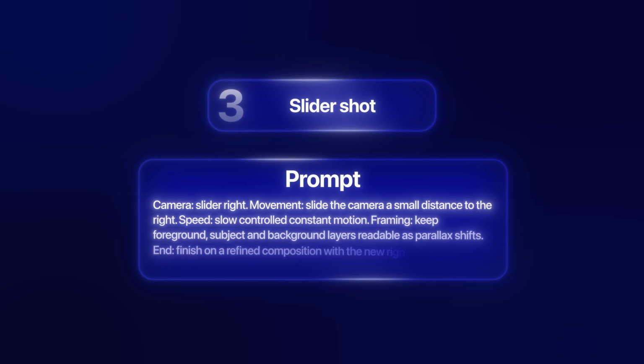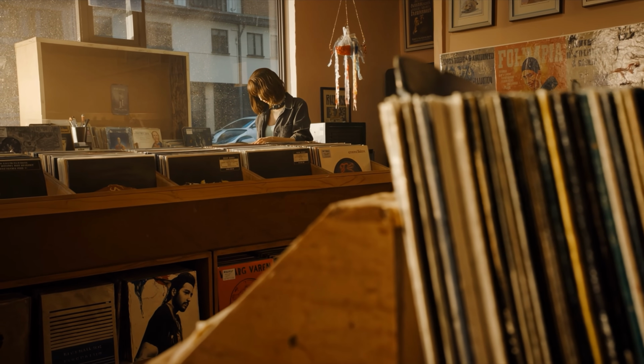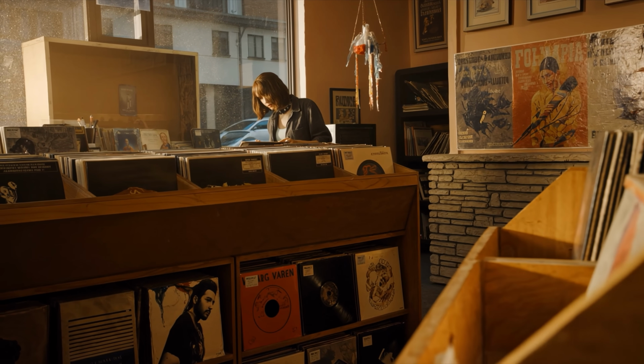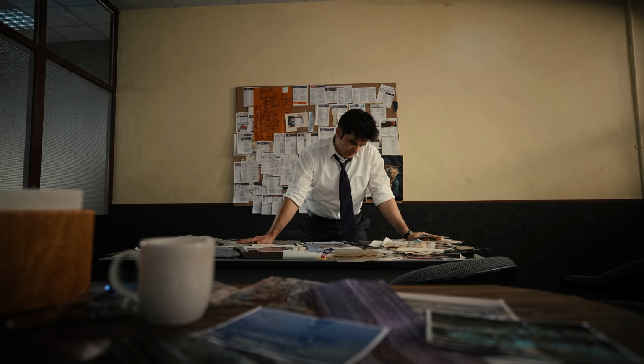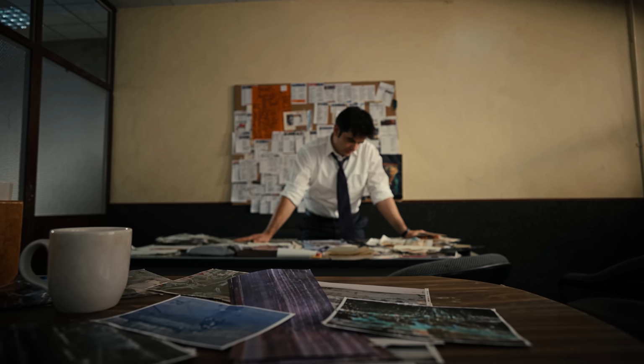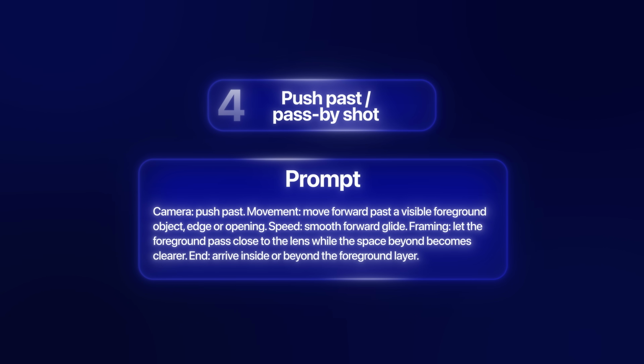Then we got the slider shot. A slider shot is a short controlled slide from left to right or right to left, using a short rail that can be used to create a sliding effect in a tight space. For example, when a detective is leaning over a messy desk, while the slider slowly moves across the table with the evidence visible.